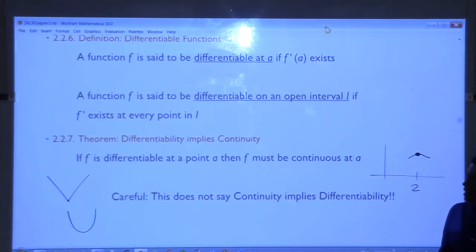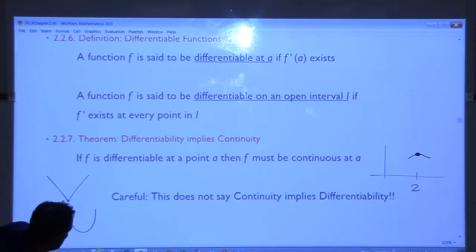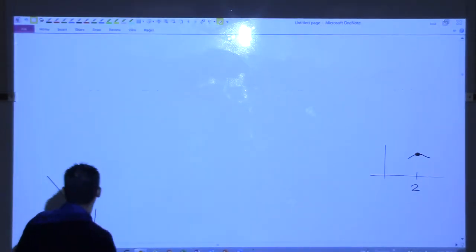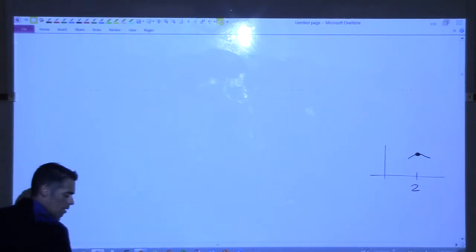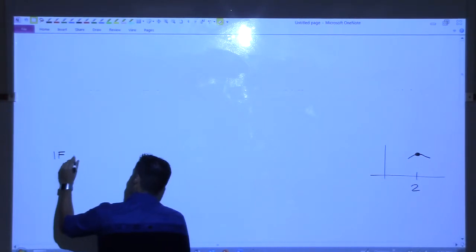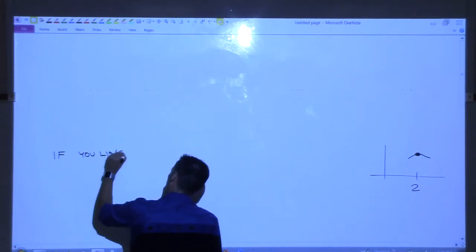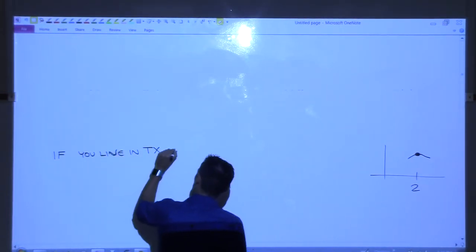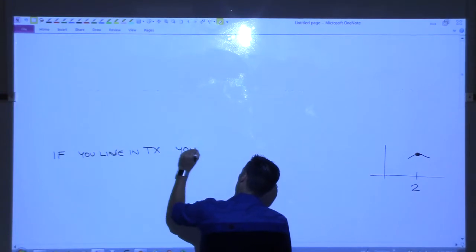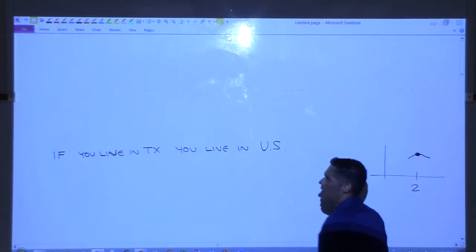All right, there's an analogy I like to use for this to help people understand, because this has to do with mathematical logic. I won't get too much into it. Would you agree with this? If you live in Texas, you live in the United States. Do you agree with that?